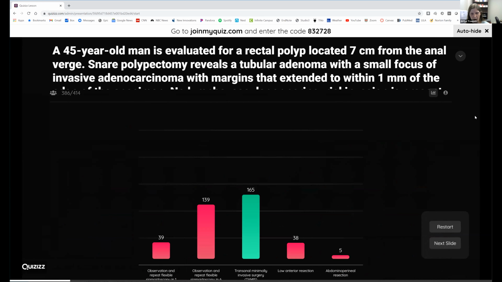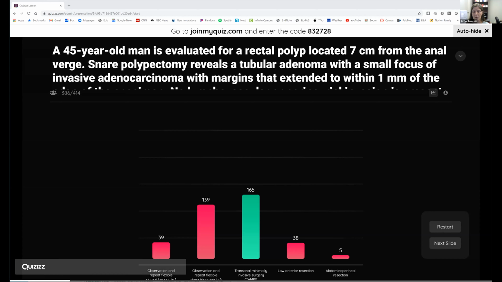All right, so our correct answer is transanal minimally invasive surgery, or TAMIS. Essentially the issue here with this question is that you had a close margin with a small focus of invasion and no evidence of any metastatic disease or deeper invasion on a staging evaluation. But with a close margin such as that, you really want to get a wider full thickness excision. And that is what TAMIS provides you.